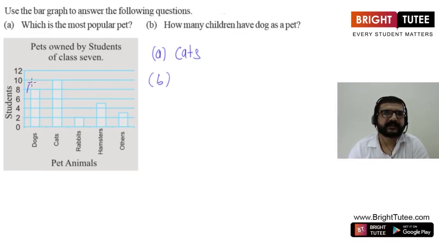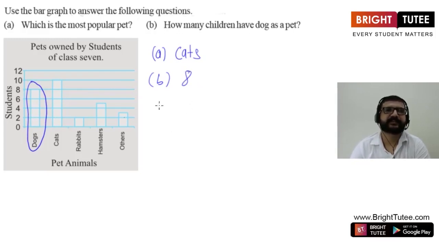Now as we can see, this bar is representing dogs, and the number of students having dogs as a pet are 8. Therefore the answer for this question will be 8. So this is how we can use the bar graph to answer a few questions.